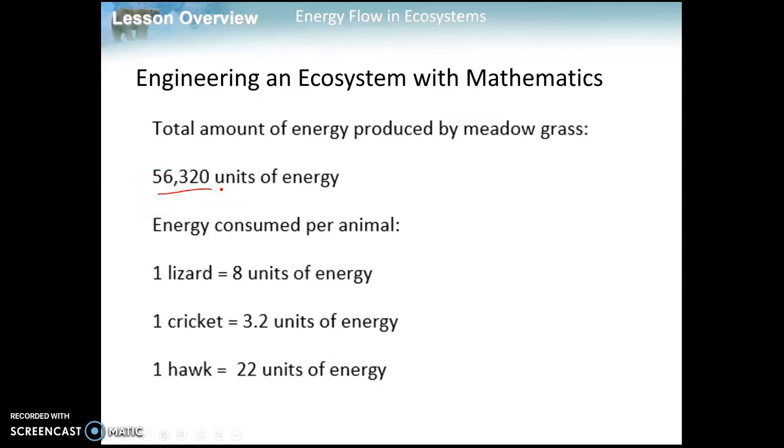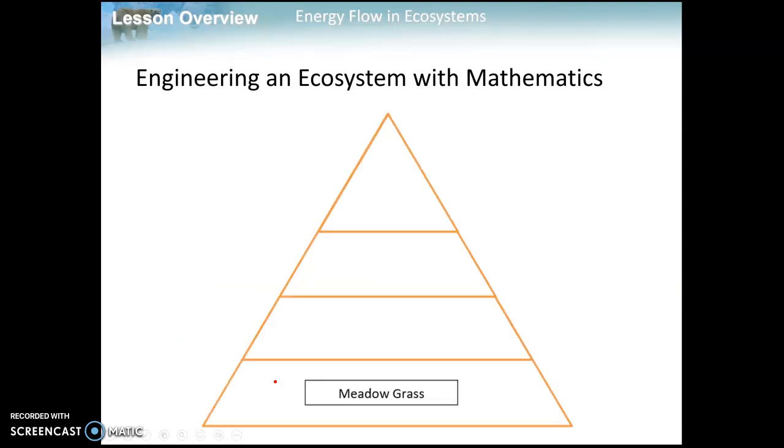And that 56,320 units of energy is going to supply our ecosystem. But remember, that energy is going to be lost from one trophic level to the next. So we also know that we have different organisms in our environment, lizards, crickets, and hawks, and they require a certain amount of energy to live in the environment. So our question is, can we make an ecosystem with the maximum amount of each creature at each trophic level?